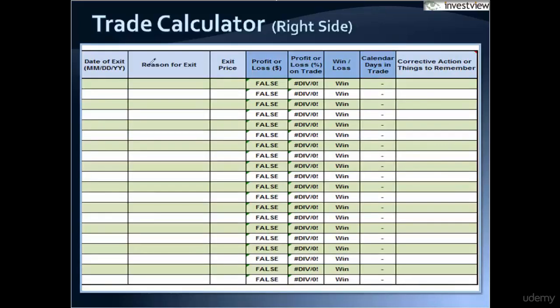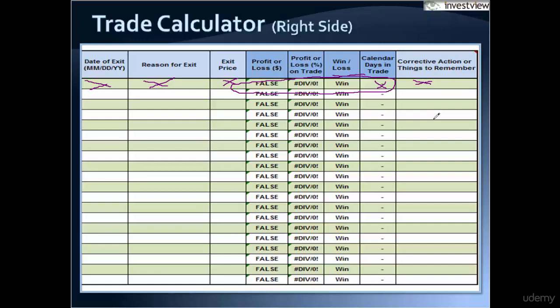When it's time to get out, you put the exit date, you put the reason. This is like a journal. It helps you to keep track of your thoughts, what you were thinking. Once you put in the exit price, then it calculates all the rest of this. It tells you, here's what you made or lost. Here's the percent that was a gain or loss. It puts it in the win or loss column, tells you how many calendar days you were in the trade, and then you can put any corrective actions. If you made a mistake or you want to remember things that you did really well, you can put those in there.